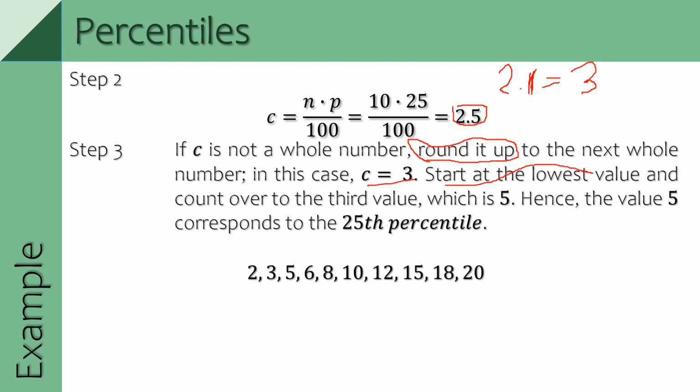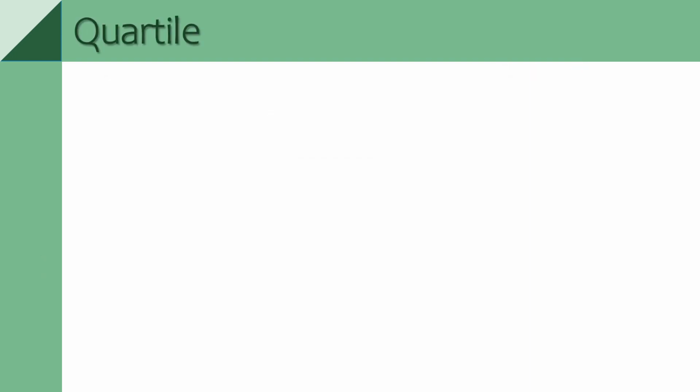So sabi dito, from the lowest value, magbibilang tayo ng 3. You have 1, 2, 3. And that is equal to 5. So therefore, if we're going to locate 25th percentile, yung value niya is 5. Okay. Next, the quartile.